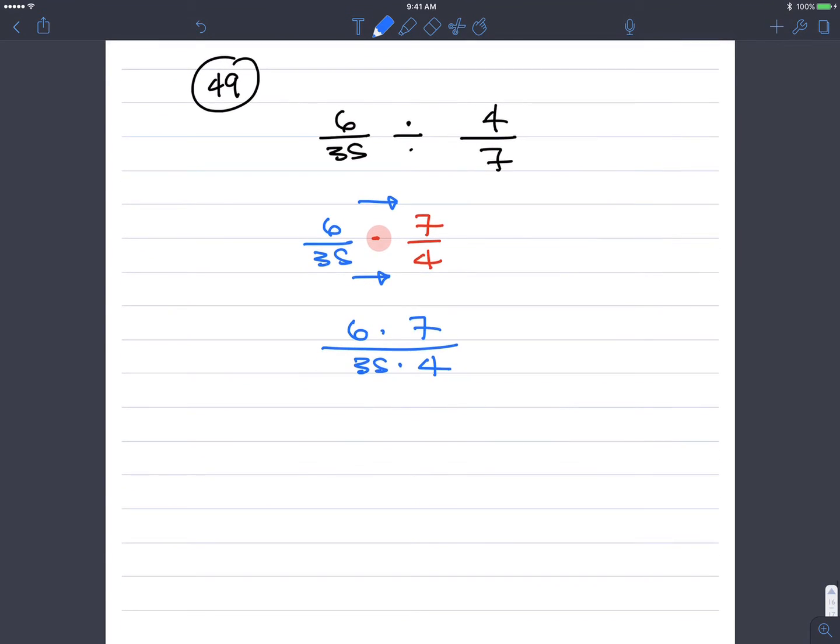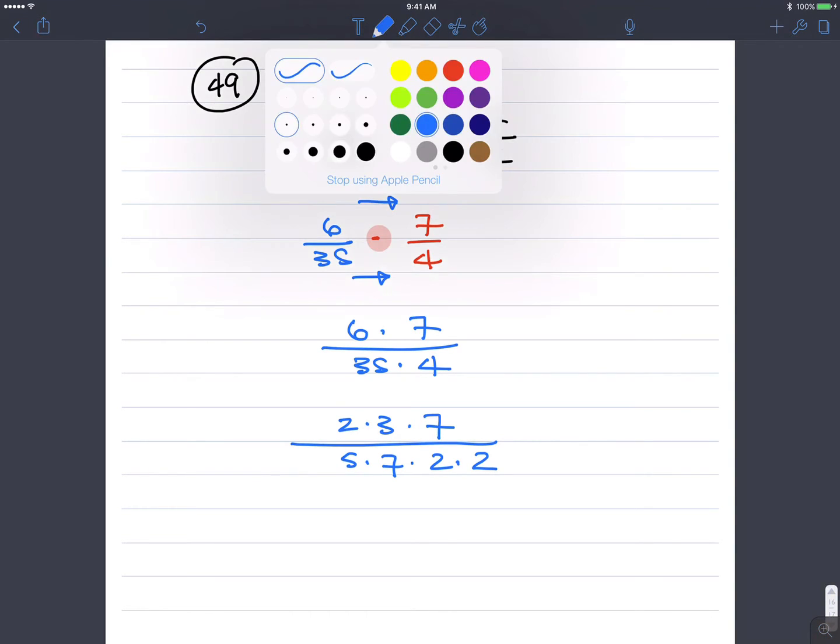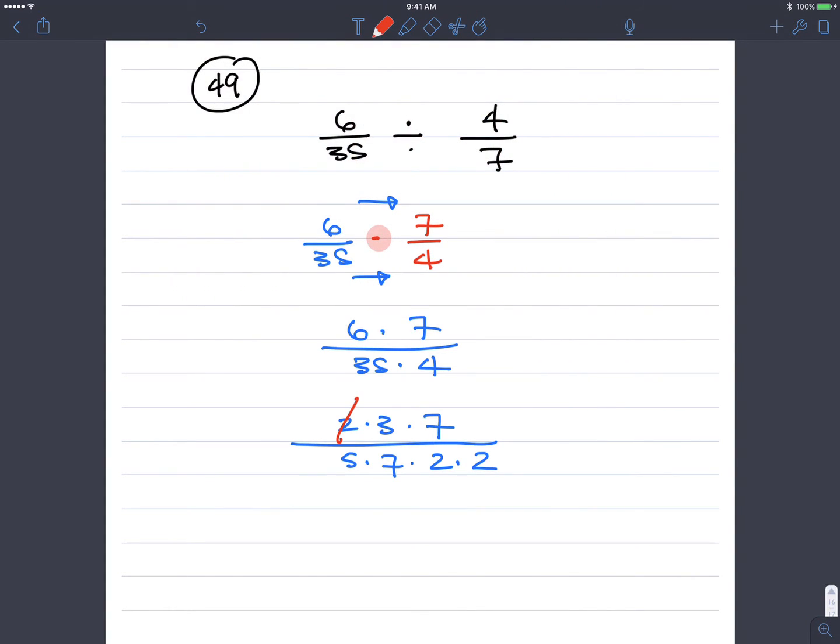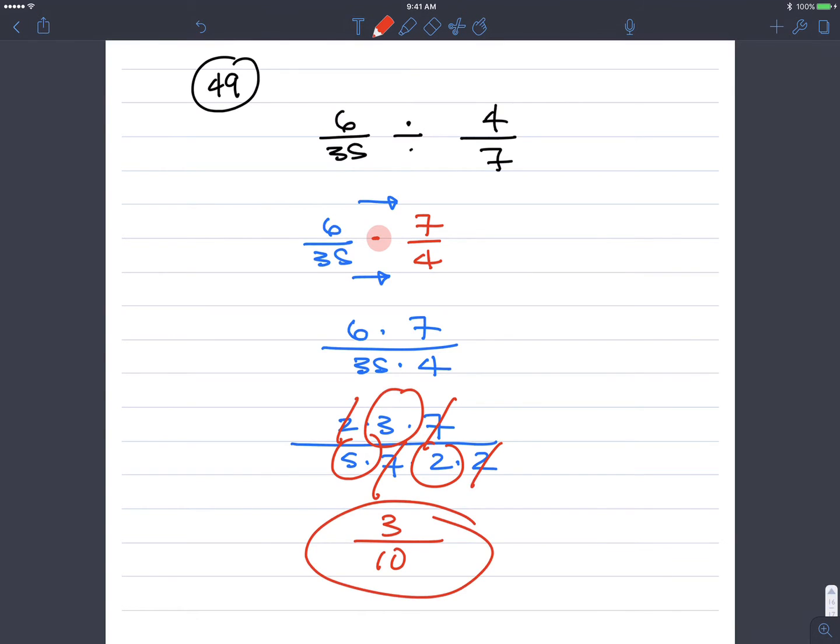We're going to simplify this and break these numbers down. 6 is written as 2 times 3. 7 is prime. 35 is 5 times 7. And 4 is 2 times 2. Using the cancellation property, 2's gone, 2's gone, 7's gone, 7's gone. We've got 3 over 5 times 2, or 3 over 10. We divided these fractions here, and we gave our answer in reduced form, reduced to lowest terms.